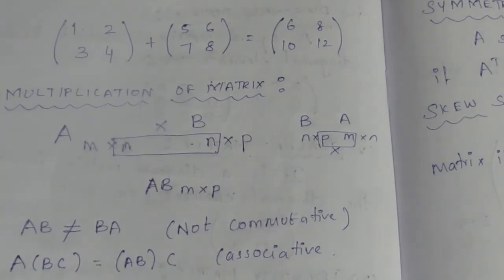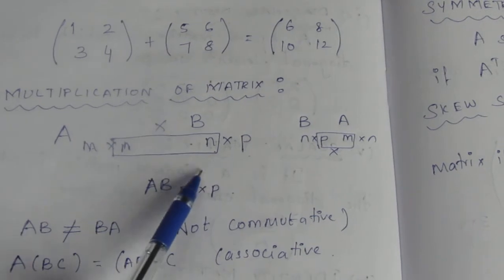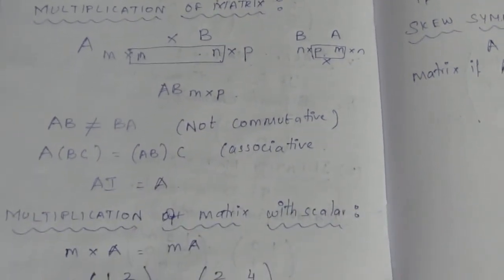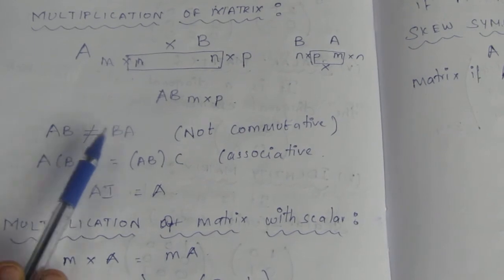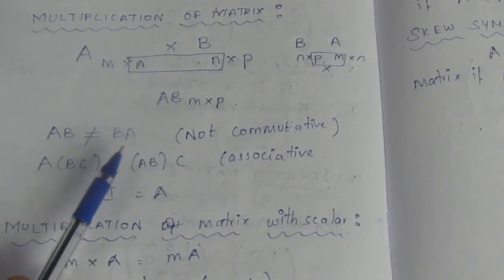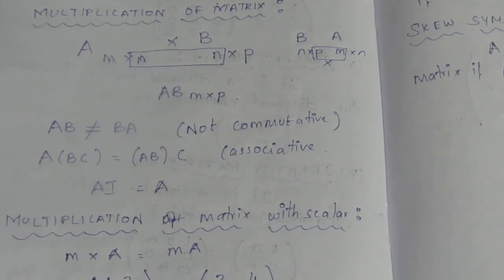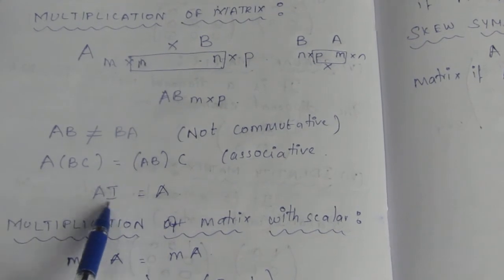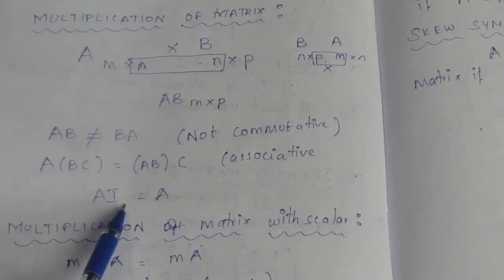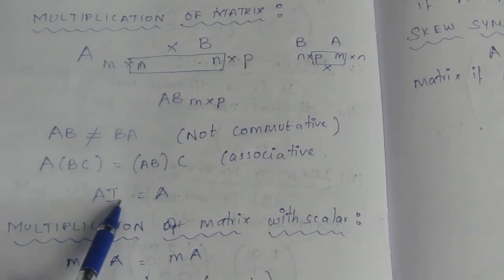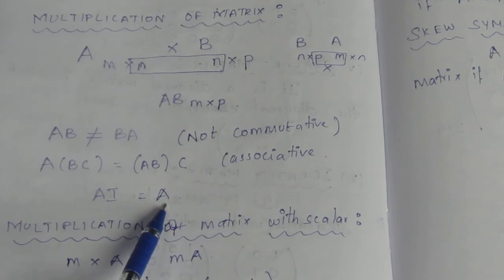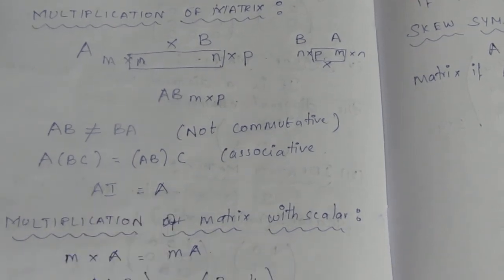The resultant will be m cross p. Now, always remember, in matrix multiplication, BA is not equal to AB. The commutative property does not hold for multiplication, but the associative property does. If I multiply A with an identity matrix, you know that it has 1 in the diagonal. Any number multiplied with 1 gives the same number, and in the same way AI is equal to A.